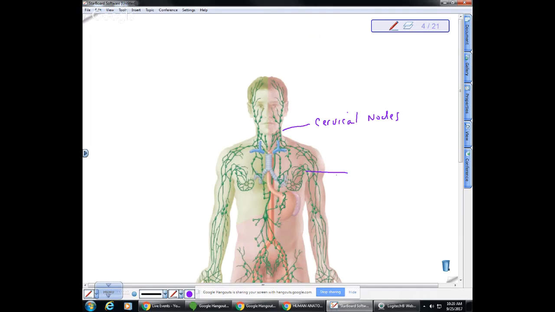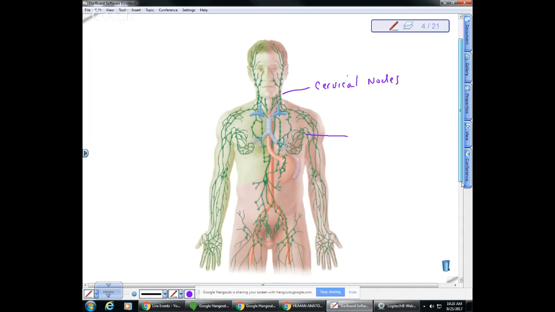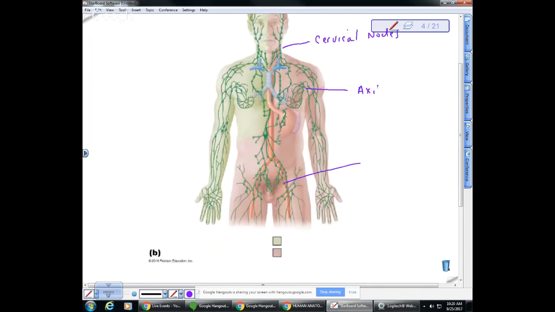What is the armpit region called? Axillary. So those are your axillary nodes. And what about the inner region right here? These are the inguinal nodes. So the groin would be the inguinal region.